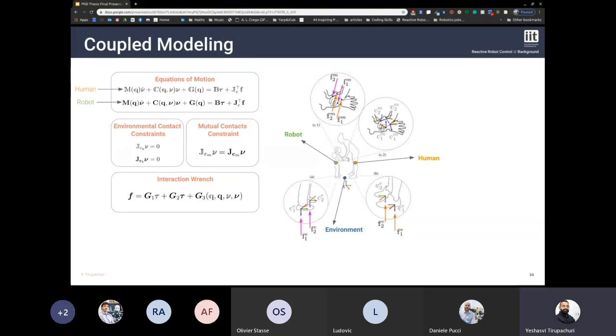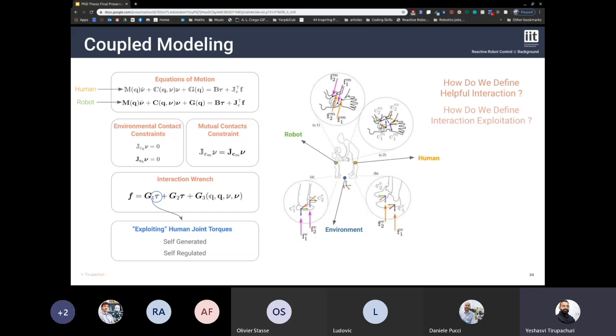An interesting quantity here is the human joint torques. These are independent of the robot, and they are largely self-generated and self-regulated by the human. It would be very interesting to characterize the interaction in terms of joint torques and then exploit them to design controllers. For example, it would be nice to have a controller for the robot that will optimize the ergonomy based on the human joint torques. But before going to the idea of exploiting, let's define the questions of how we define helpful interaction and then how we define interaction exploitation.